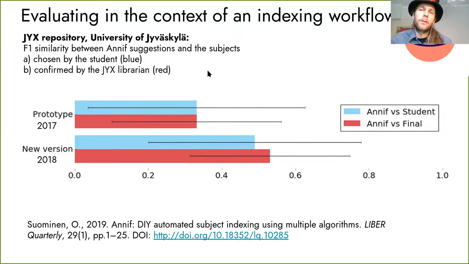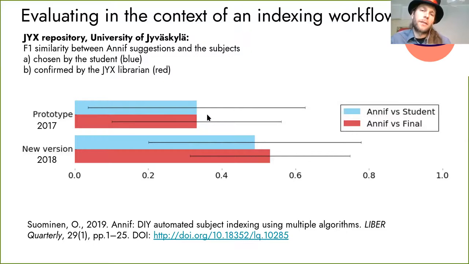And the data covers two different periods. The first period is the original prototype of ANIF, and then the second period is a newer version in 2018. And the bars here show the similarity of the suggestion by ANIF and the selections either by the students, which is the blue bar, or the final subjects which were verified by a librarian.